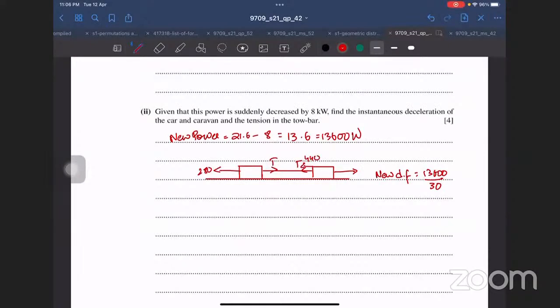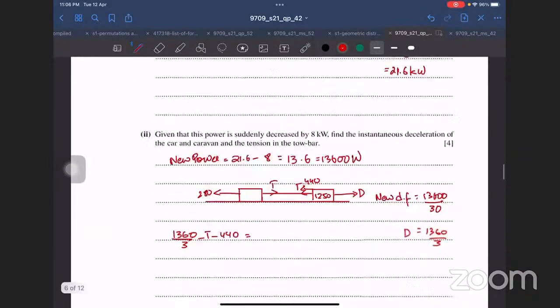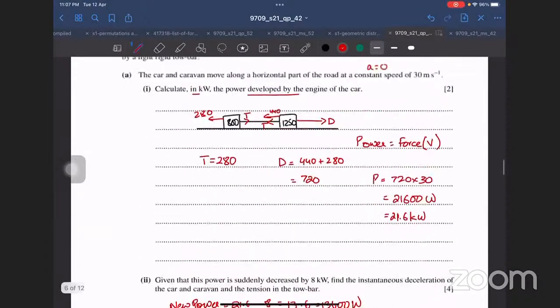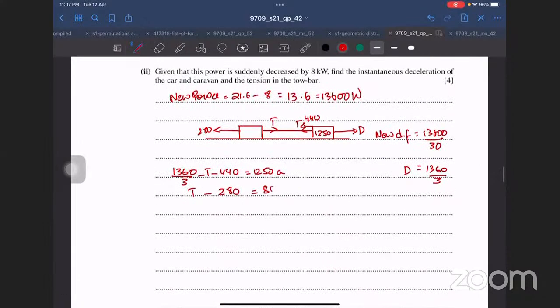So I'm going to say that the new driving force is 13,600 divided by 30, which is 1360 divided by 3. So I'm going to keep it that way. That's the new driving force. So I'm going to say that D, which is 1360 over 3 minus T minus 440 equals 1250A, and T minus 280 equals 800A. I should get a negative answer out of this for acceleration.